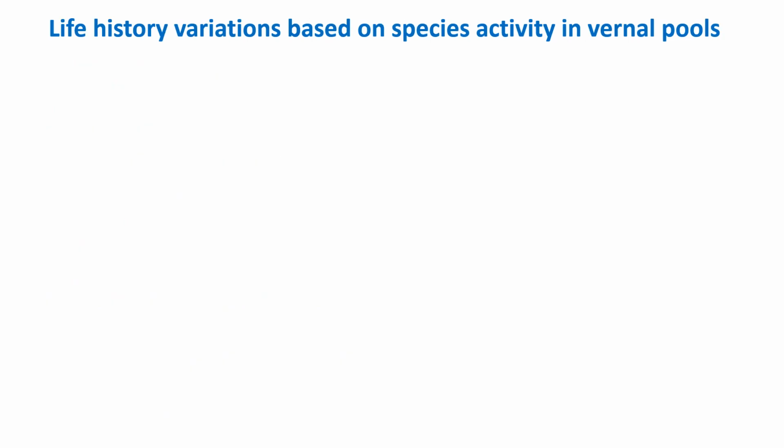Now let's talk about the different types of life history strategies that you find among species occupying vernal pools. Now, I'm going to go over several strategies here. Do not consider these strategies to be mutually exclusive. Some of them are, of course, but as you try to understand the definition of these strategies, you will realize that some of them actually overlap.